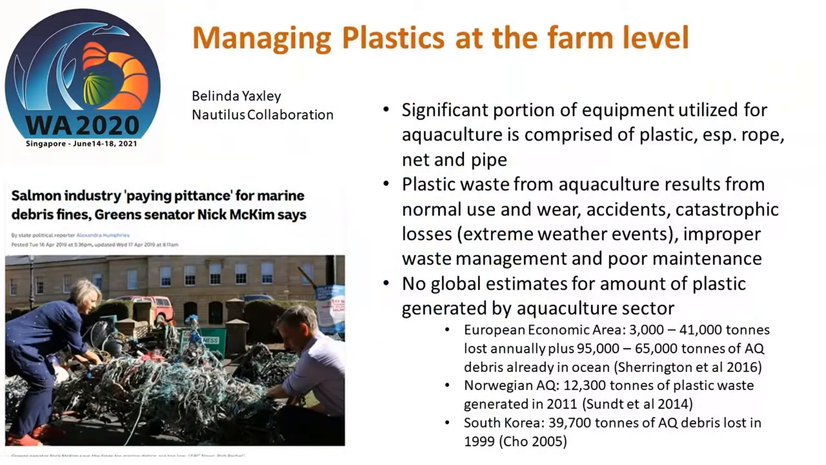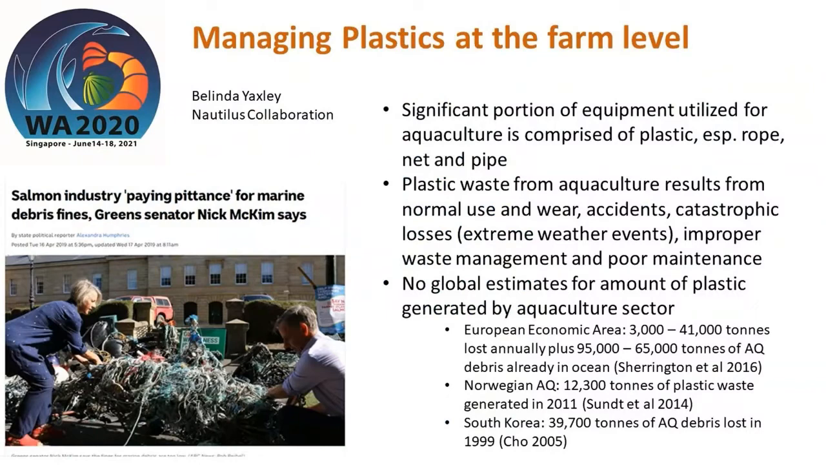Managing plastics at the farm level is thinking about macroplastics. Currently, there is an abundance of plastic that ends up in our oceans due to aquaculture. And this is because a significant portion of equipment is comprised of plastic. For example, nets, rope, and pipes are the main offenders.